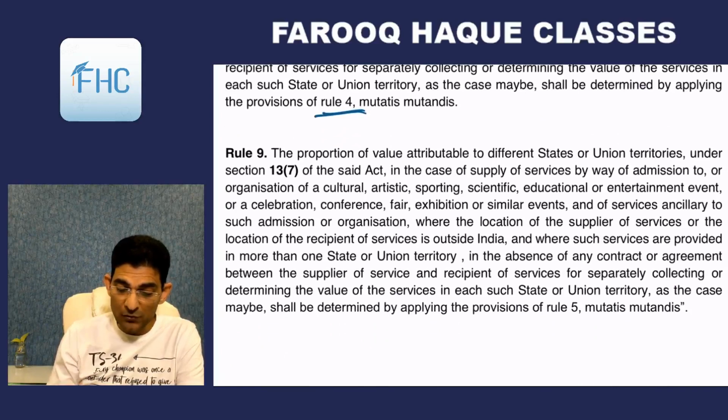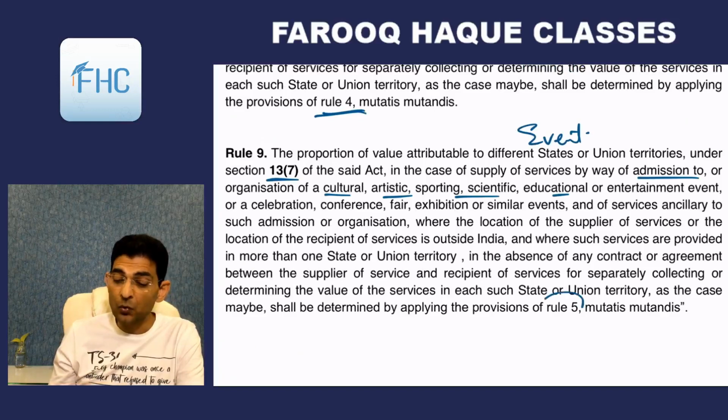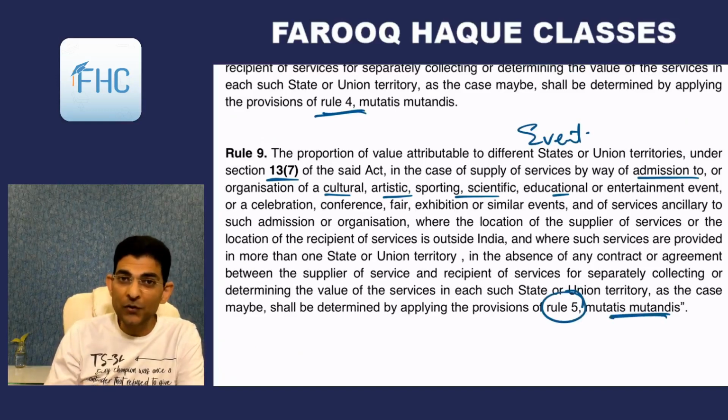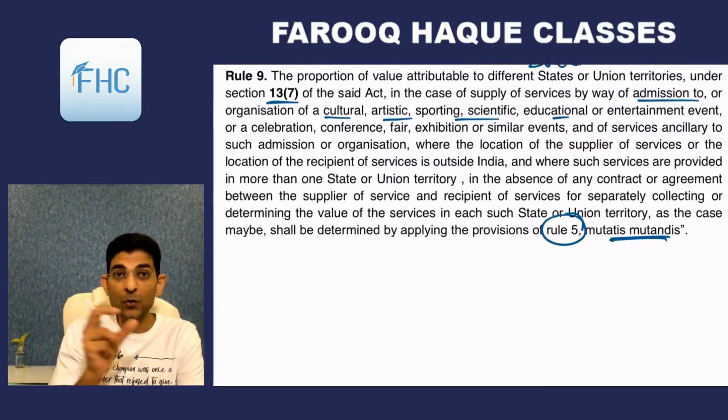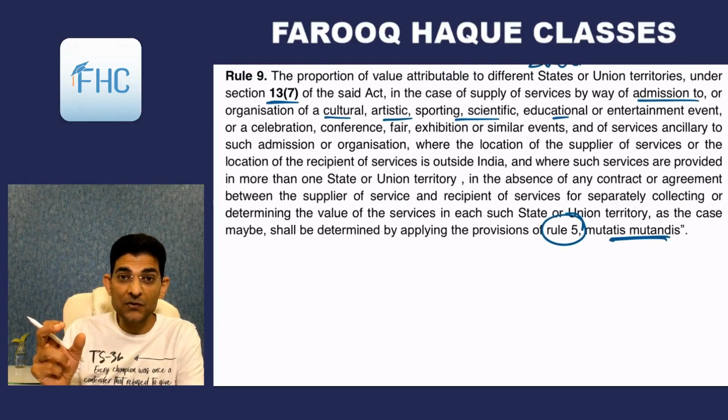Similarly rule 9 also deals with section 13(7), but this is in respect of admission to or organizing of cultural, artistic, sporting events, an event service basically. So for event based service you have to follow rule 5 mutatis mutandis. We had seen rule 5 also, so that is to be followed in this section also. Mutatis mutandis means in the same manner. So these are the rules for dividing the value into states or union territories. Very good.